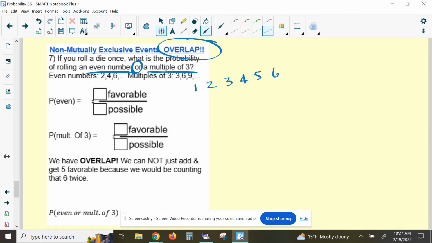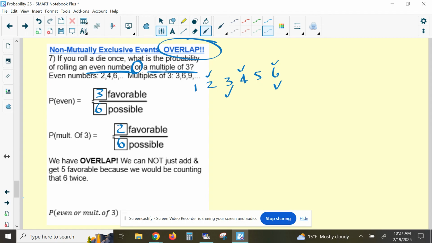Let's break it up. Let's do it separate first. What's the probability of picking an even? Even would be this guy, this guy, this guy. So that would be 3 out of 6. Now, what is the probability of picking a multiple of 3? Which ones of these are multiples of 3? This guy is, and this guy is. So I have 2 out of 6.